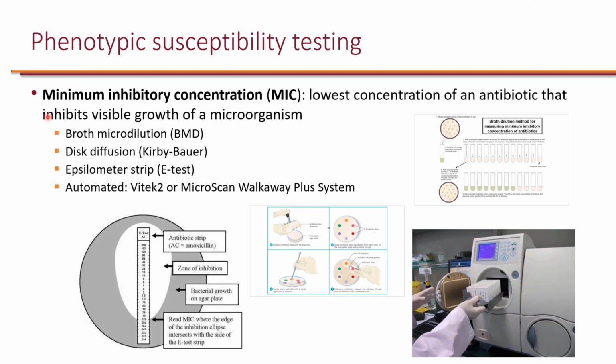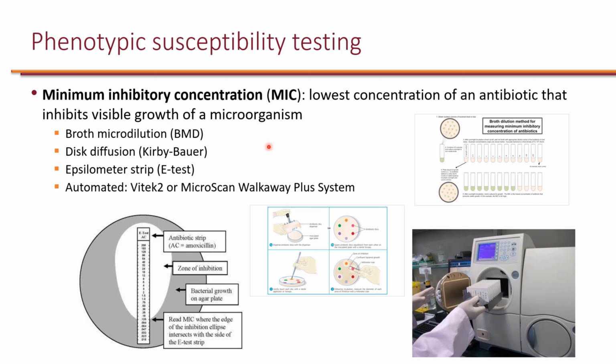MIC stands for minimum inhibitory concentration, and it is the lowest concentration of an antibiotic that inhibits visible growth of a microorganism. That's why we say a phenotype is what actually appears, so it will be visible to the actual human eyes. And that's to distinguish it from genotypic susceptibility testing. Regardless of what resistance genes may be present in an organism, the minimum inhibitory concentration just shows you the minimum concentration to inhibit growth of the organism.